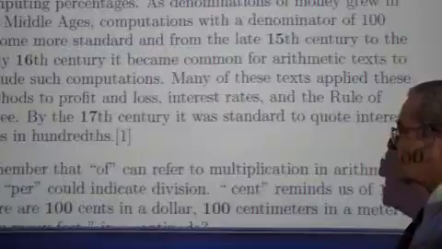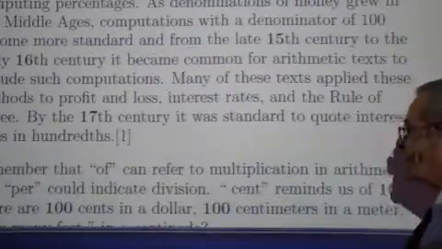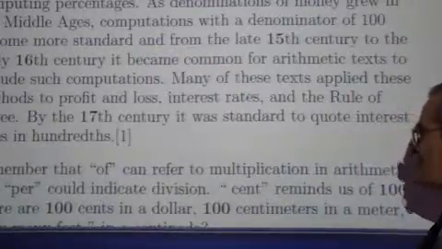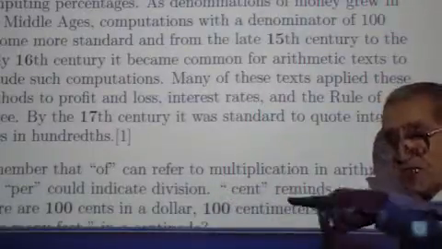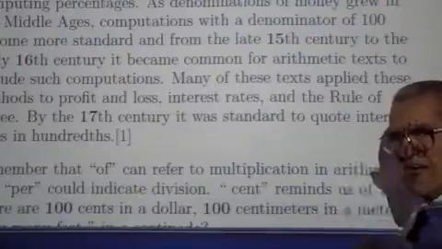And then let's come back to percent. Remember that of refers to multiplication in arithmetic, while per indicates division. And when I say per, I usually write it as a fraction, a horizontal fraction bar. Stay away from slashes.